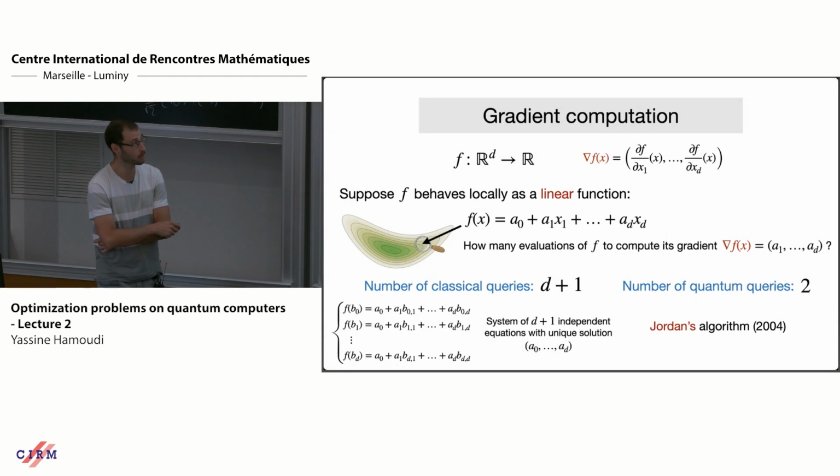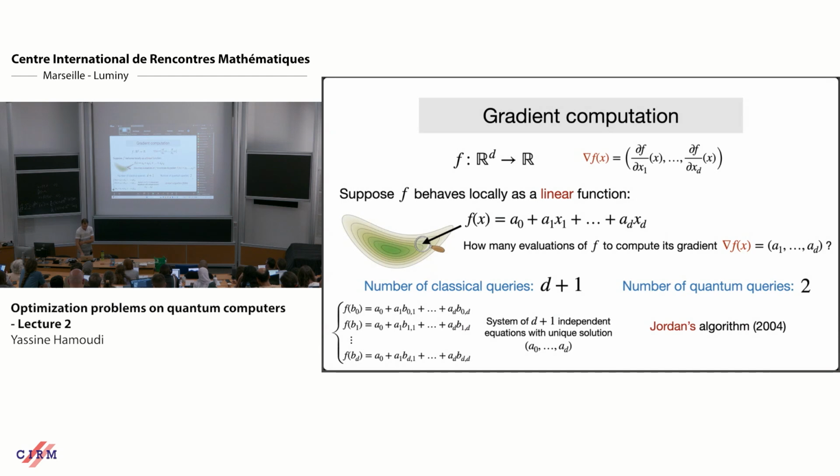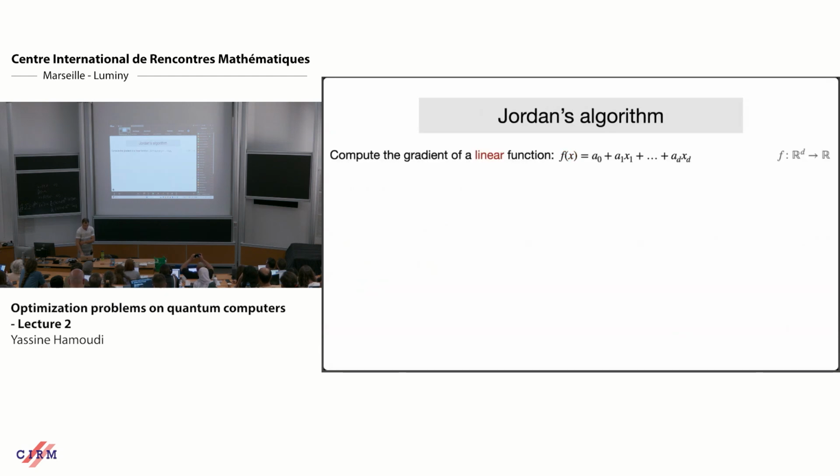Now, using quantum oracles, we'll see in a minute that for such a nice function, you can compute the gradient using only 2 queries. This is called Jordan's algorithm, and maybe you already see how it's going to work. So this is what we want to achieve. Well, this is extremely reminiscent of what we saw at the beginning of the lecture, right? It looks very similar to the Bernstein-Vazirani problem.